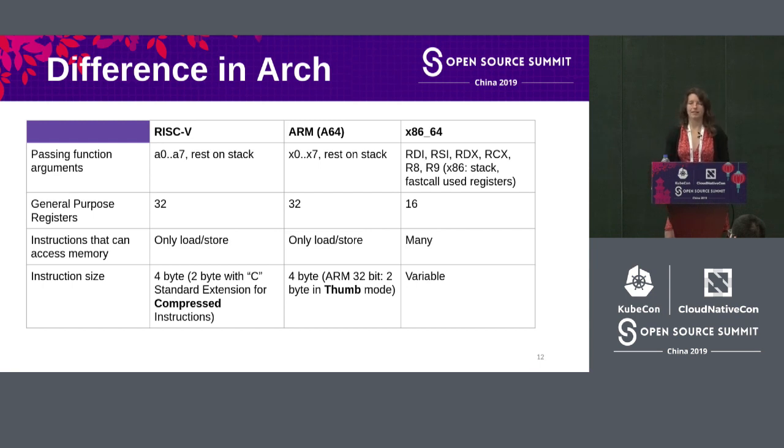And the reason for that is on x86, most of the instructions have access to memory, so you can perform your add or sub directly on a memory address, whereas on ARM and RISC-V, you first need to load the value from memory into a register, then perform whatever operation you want to perform, and then put it back into memory. RISC-V is therefore called a load store architecture, while x86 is a register memory architecture.